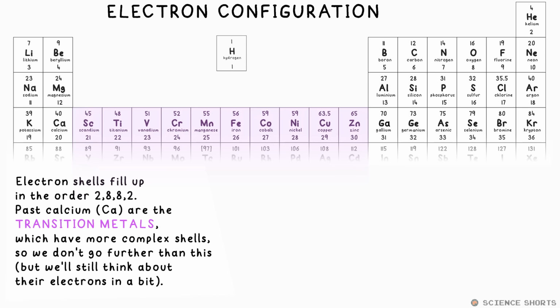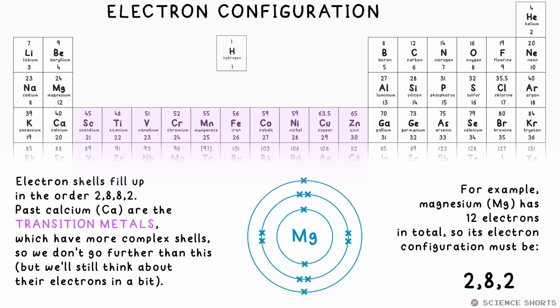After this, we get into the transition metals, where things get a little bit crazy, so we leave that for A-level chemistry. So we only care about the electron configurations going up to 2,8,8,2. Magnesium has 12 electrons, so its electron configuration must be 2,8,2.